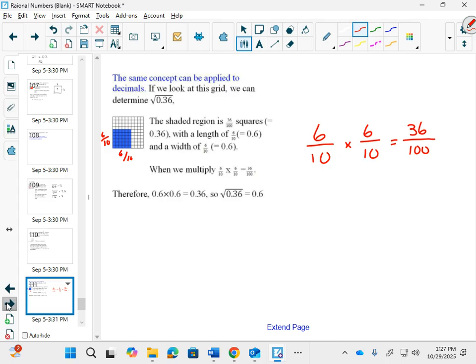So we can do square roots with decimals as well. Now you'll be able to use your calculator to check those things, but that sort of gives you a visual of what's happening.